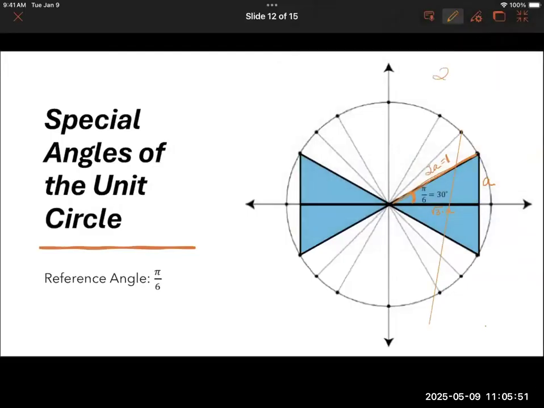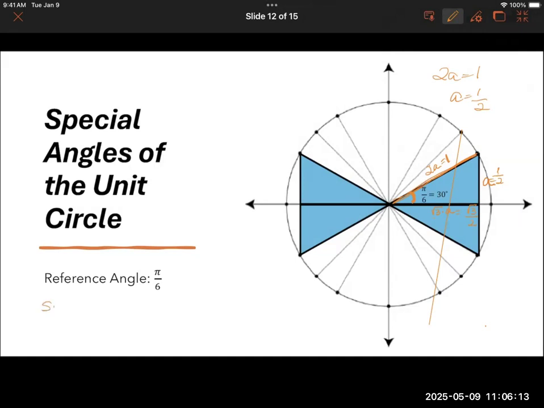So if I'm taking the fact that 2a equals 1, then that means a has to equal 1/2. So that tells me that side. And then this side means I would be taking the root 3 times the 1/2 to get root 3 over 2.